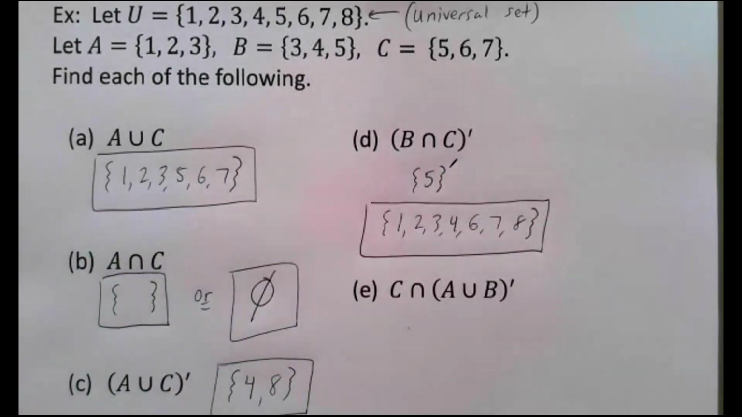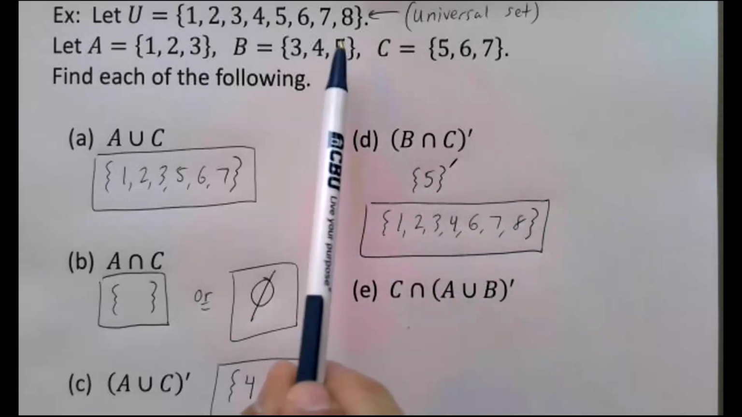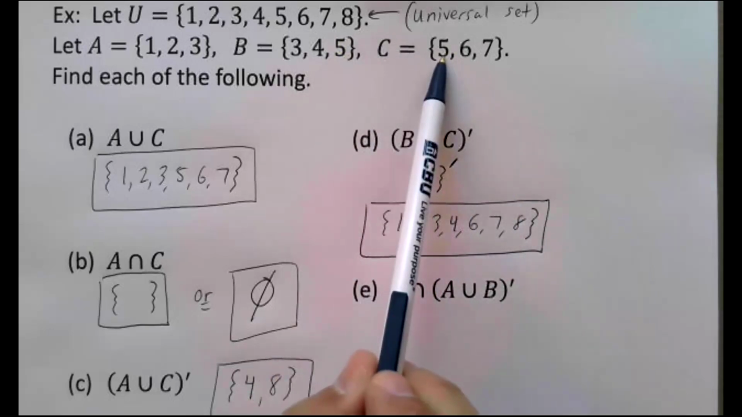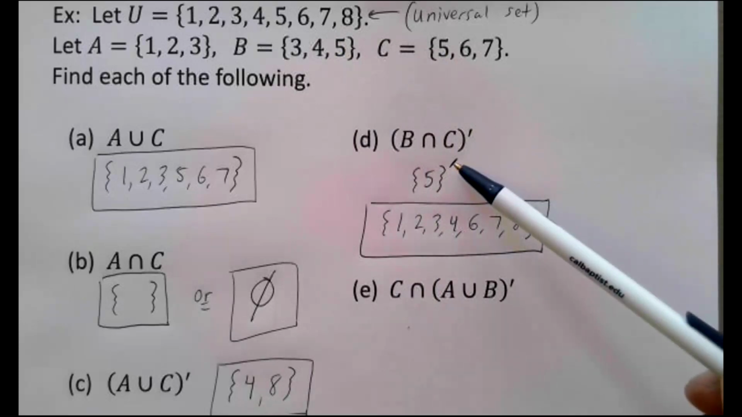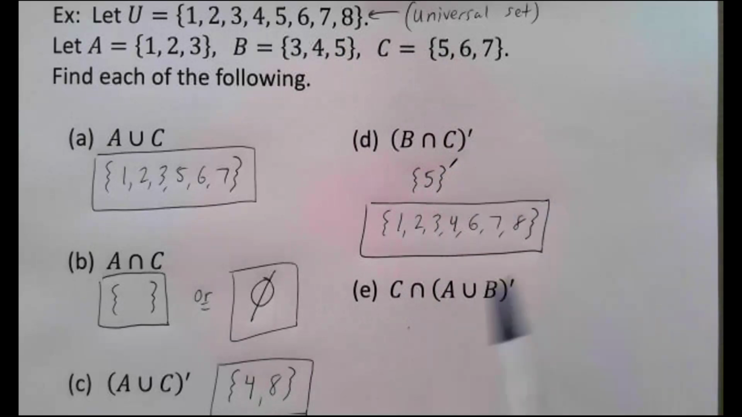That's the complement of B intersect C, because B intersect C consisted only of the number 5. That was the only thing that was in both B and C at the same time. And then this apostrophe means go take the opposite of that set when compared to the universal set.